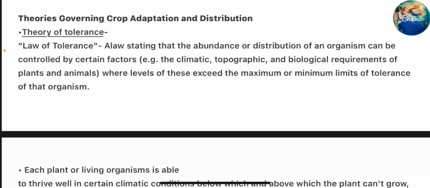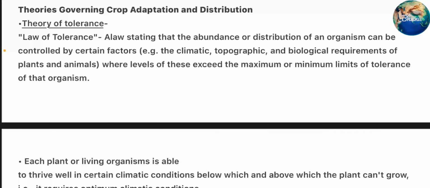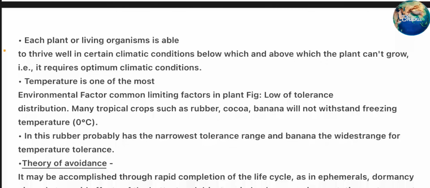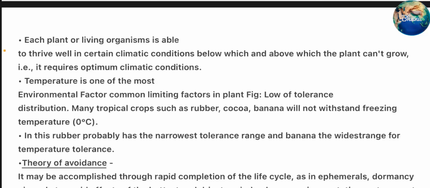Theories governing crop adaptation and distribution. Theory of tolerance. Law of tolerance. A law stating that the abundance or distribution of an organism can be controlled by certain factors. Example, the climatic, topographic, biological requirements of plants and animals, where levels of these exceed the maximum or minimum limits of tolerance of that organism. Each plant or living organism is able to thrive well in certain climatic conditions, below which and above which the plant can't grow, that is, it requires optimum climatic conditions.